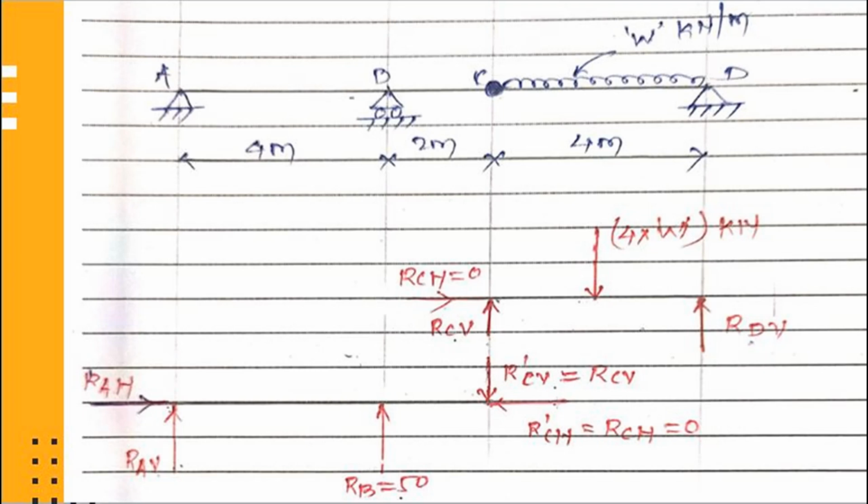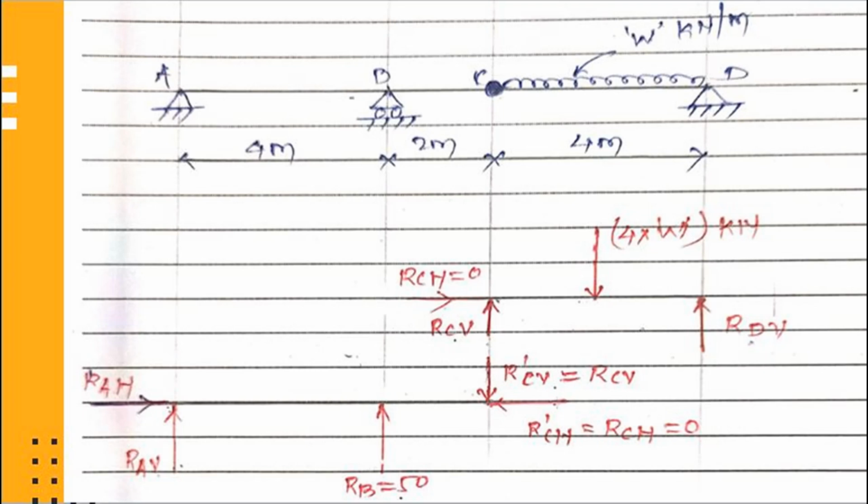Now, in beam CD there is a UDL of W kilonewton per meter over the span of 4 meter. First of all, we have to convert that UDL into equivalent point load, which is equal to 4 into W kilonewton, and that equivalent point load is acting at the center of the UDL, that is 2 meter from point C.